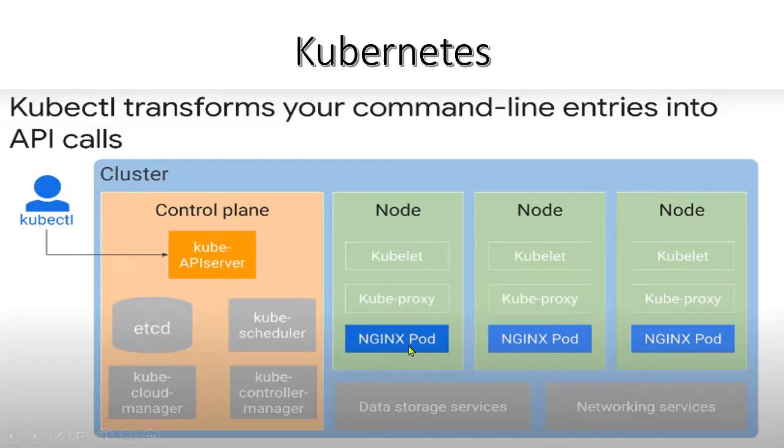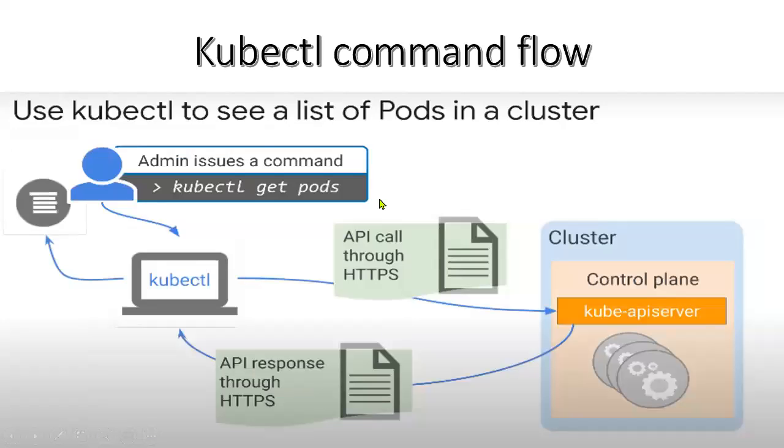Okay, if this is stopped, then it will automatically start again. By "stopped" I mean that if, by some problem, this Nginx pod is down, it will be recreated again. Okay, how we do all of that is coming. And now, how does the kubectl command flow? Okay, how does it flow?